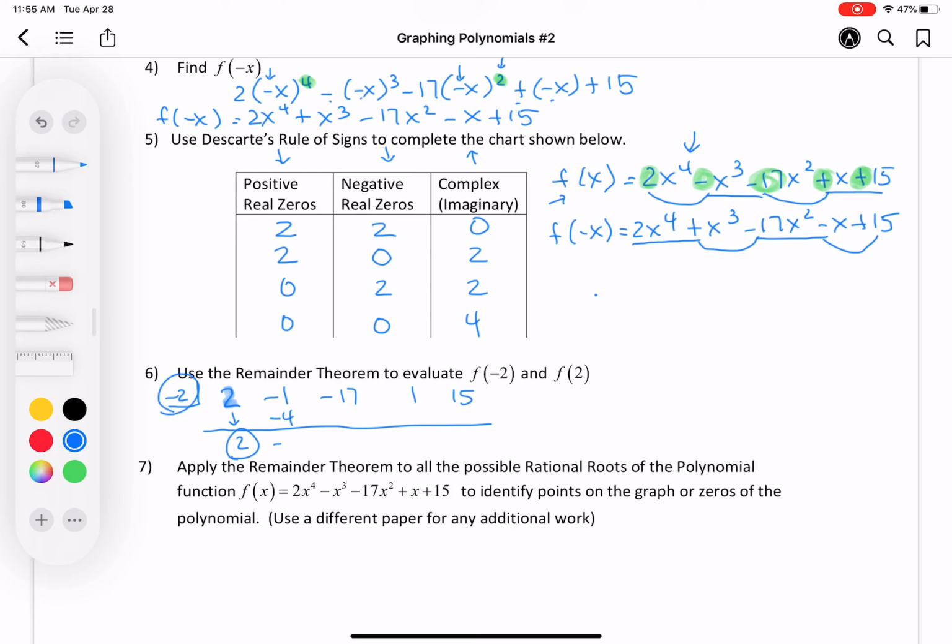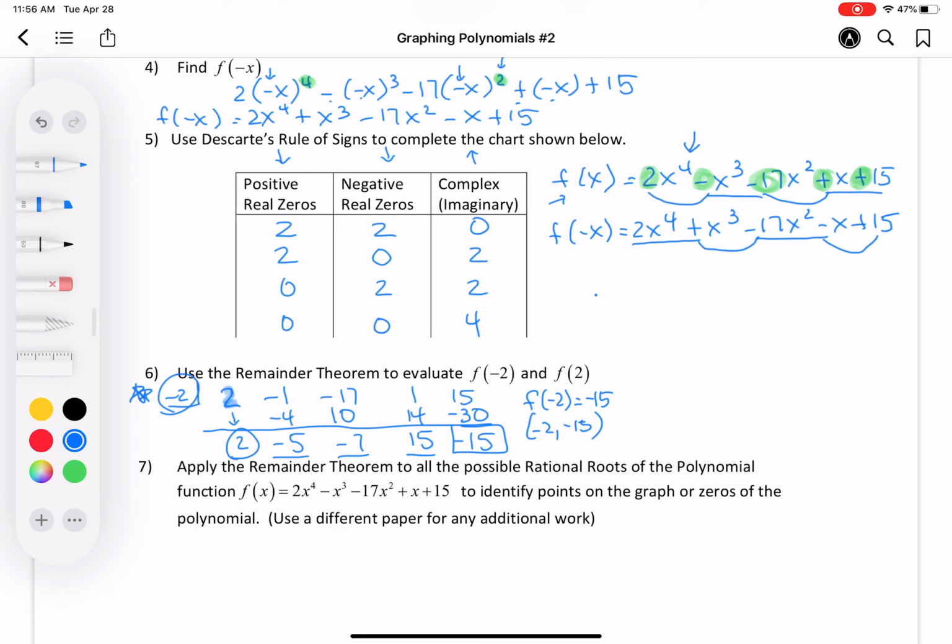I add, this is negative 5. Then I do negative 5 times negative 2, 10. I add negative 7. Negative 7 times negative 2, 14. 14 plus 1 is 15. 15 times negative 2 is negative 30. So here I have a negative 15. All right, so that tells me that when I have f of negative 2, it's going to be equal to negative 15, or I can write it as an ordered pair.